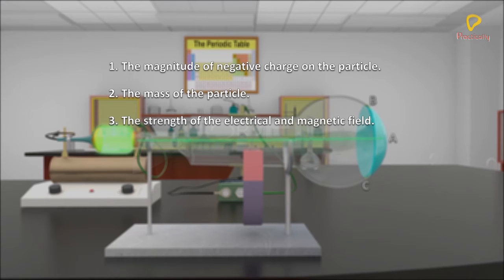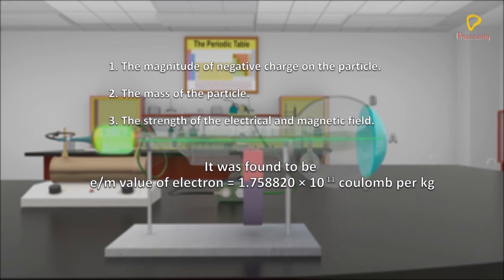Thompson calculated the charge-to-mass ratio of an electron by accurately measuring the deflection of electrons when varying strengths of electric and magnetic fields were applied. His efforts culminated in measuring the charge-to-mass ratio of an electron, which was found to be 1.758820 × 10^11 coulomb per kg.